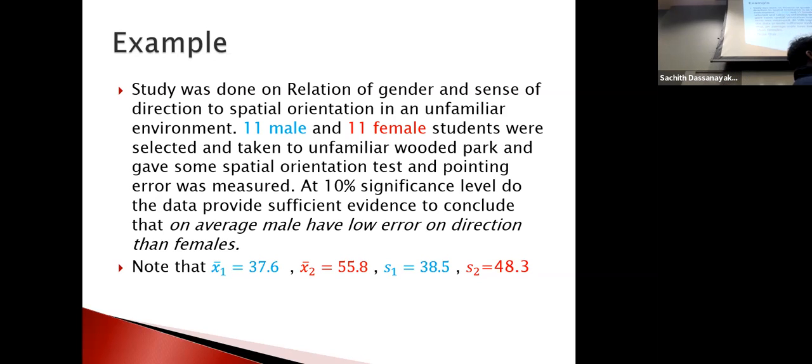We were talking about this question. I just changed a few values in this question. Previously it was not 11 males, it was 31 males and 31 females. So I just changed it to 11, because there is a reason.